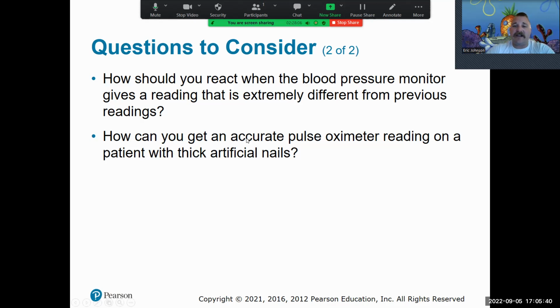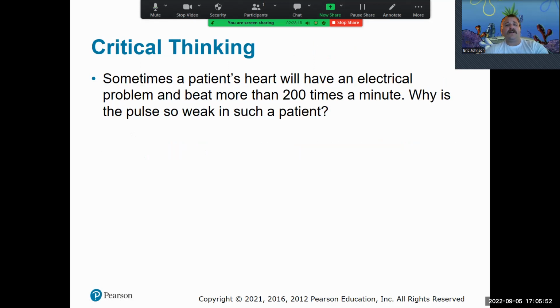Also, it says, how can you get an accurate pulse oximeter reading on a patient with thick artificial nails? The answer is you cannot. Again, one of the reasons why that device is garbage, which is French for garbage. That's not true. All right, finally, last bit of critical thinking.